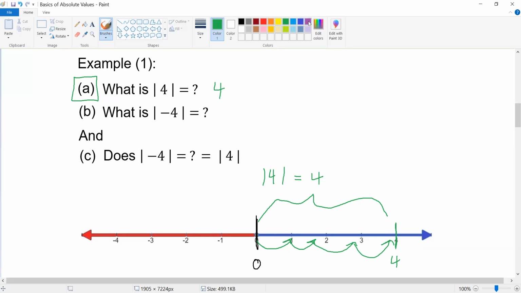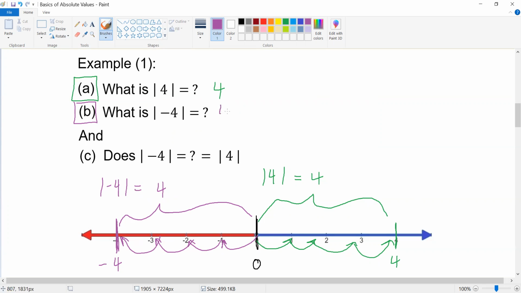Great. Next, let's look at part B. What is the absolute value of negative 4? Well, let's first find negative 4. There we are. And so we're trying to figure out how many units we're moving from 0 to negative 4. So we're moving 1, 2, 3, 4 units to the left from 0 to get to negative 4. So what does this mean for us? This means we have a distance of 4. So the absolute value of negative 4 is equal to positive 4.